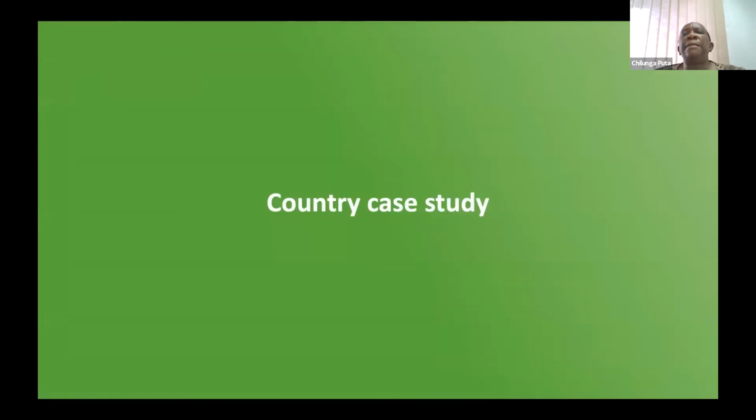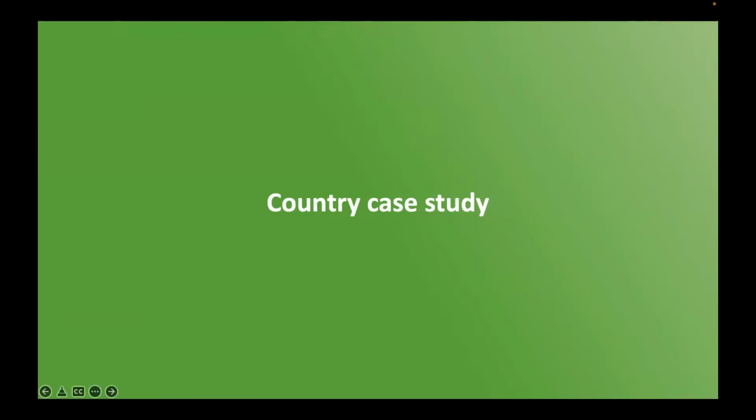So then that is basically the overview of where we are at with the data use acceleration and learning model. And now I'll hand over to Taonga to just discuss one country and what was found there. Taonga. Thank you, Dr. Chilunga, and good afternoon and good evening, everyone.